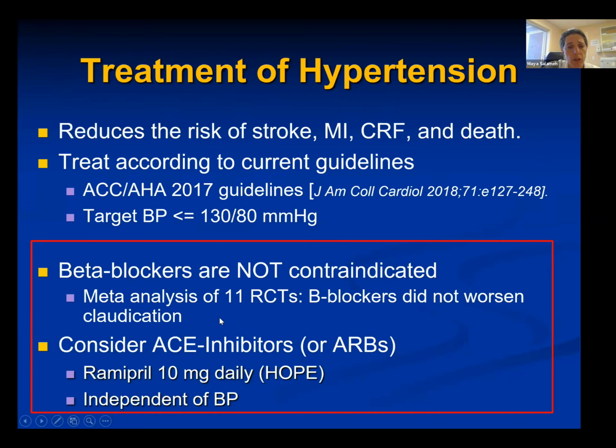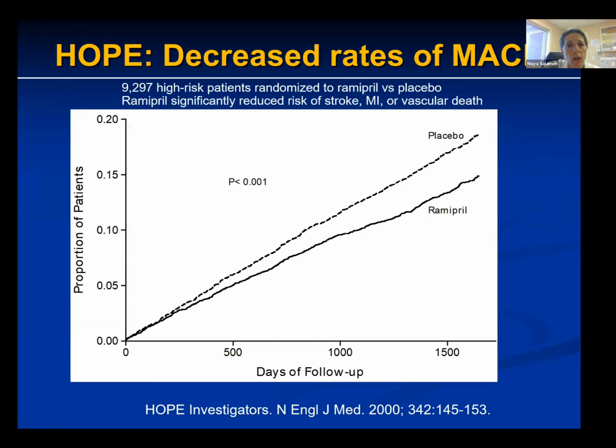And then the second point I wanted to make is to consider treating these patients with ACE inhibitors or angiotensin receptor blockers. And that's mainly coming from data from the HOPE trial. This trial was also a large trial, over 9,000 high-risk patients randomized to ramipril versus placebo. And you could see that ramipril significantly reduced the risk of stroke, MI, or vascular death in these patients. And this was actually independent of their blood pressure reduction.